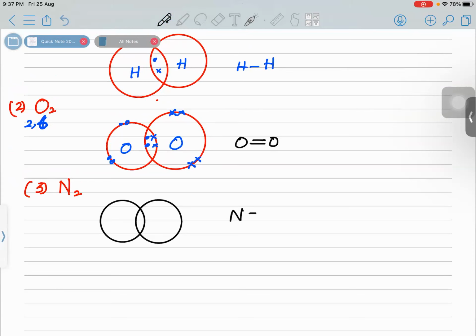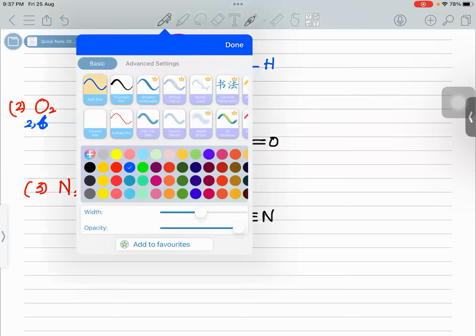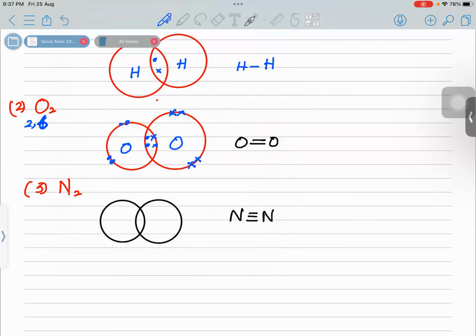Now triple covalent. This is called a triple covalent bond. So one electron is shared by nitrogen, second electron, third electron. First, second, third, 4, 5, 6, 7, 8. 1, 2, 3, 4.